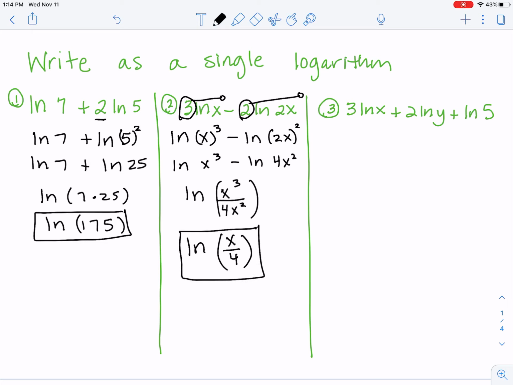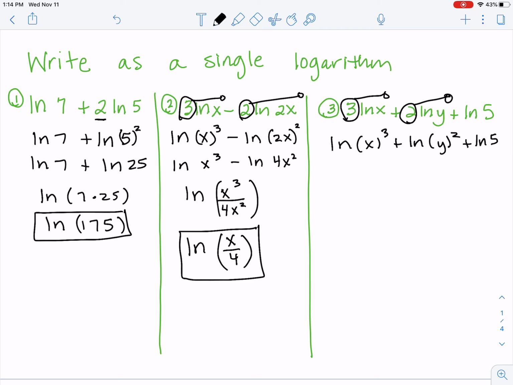Okay. Looking at number 3, we have 3 natural log of x plus 2 natural log of y plus natural log of 5. All right, first thing I'm going to deal with is this multiple, the power property here. So I have the natural log of x to the third plus the natural log of y squared, and then I have this plus natural log of 5.